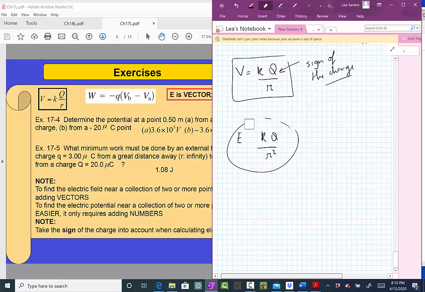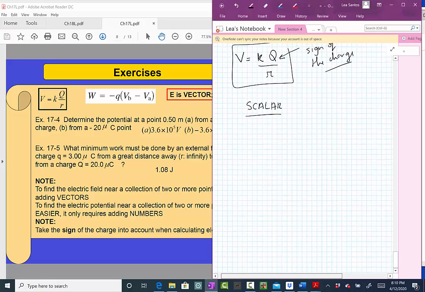In the case of potential for a single charge, this is the equation, and this is not a vector, this is a scalar. This is a scalar that can be positive or negative depending on the charge. This plus and minus have nothing to do with direction. They only have to do with the fact that I had either a positive charge or a negative charge. So this is important. Now let's go for the problem.